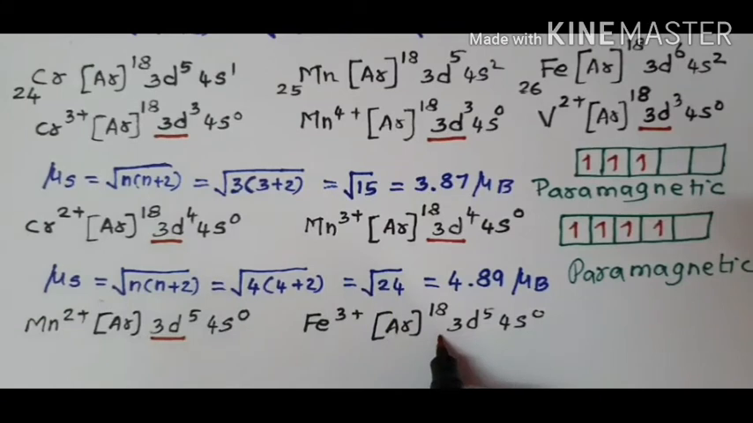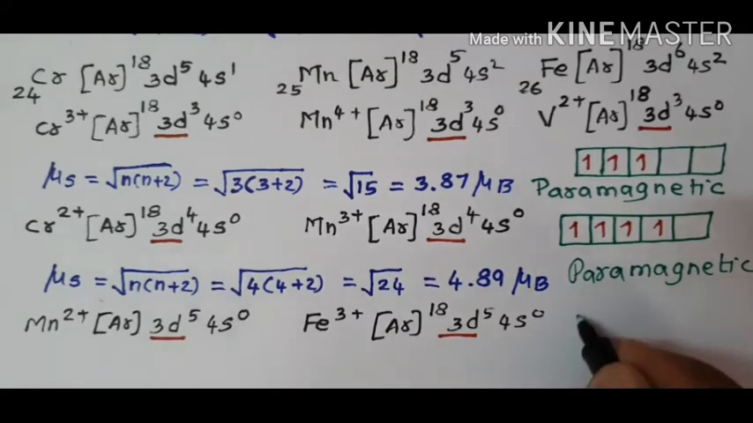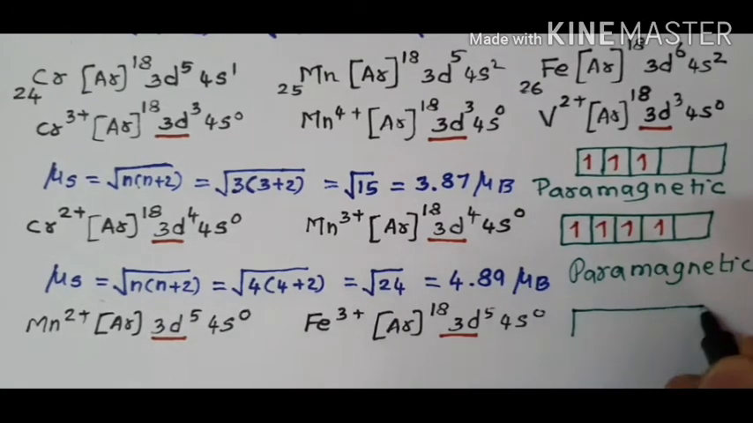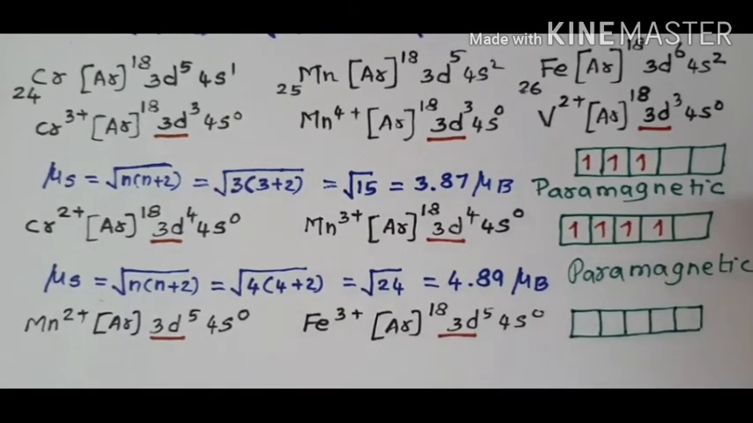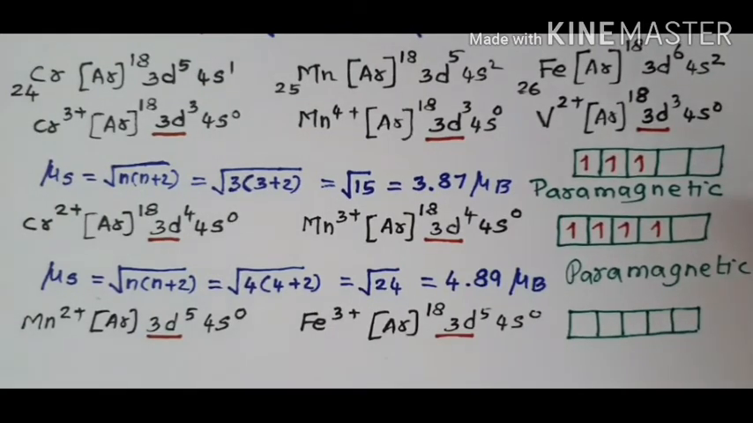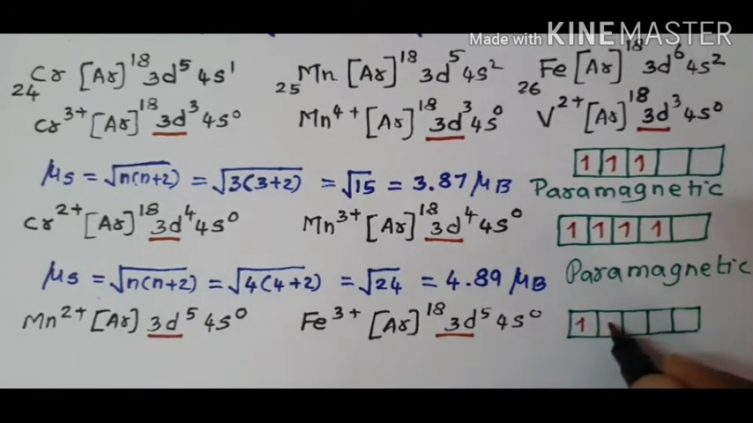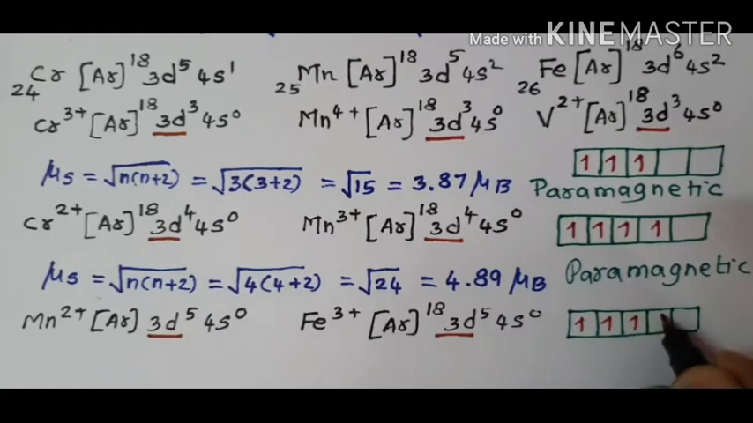5 electrons. The d orbital has 5 orientations. What are they? 3d xy, yz, zx, x squared minus y squared, z squared. According to Hund's rule, we have to fill the electrons. 1, 2, 3, 4, 5 electrons we have.